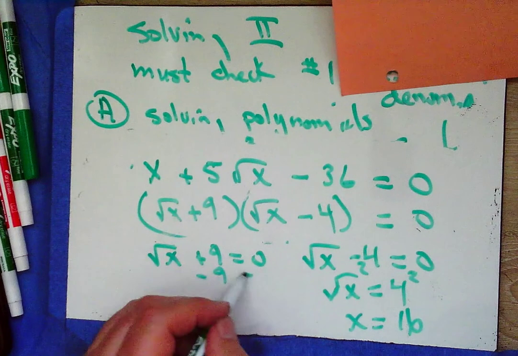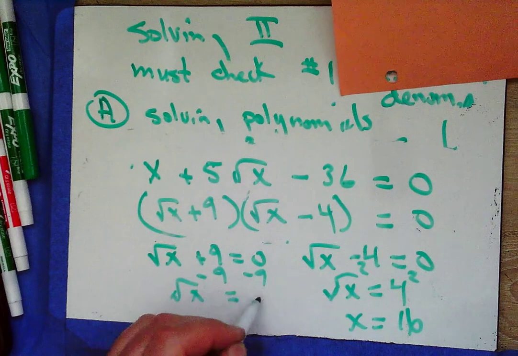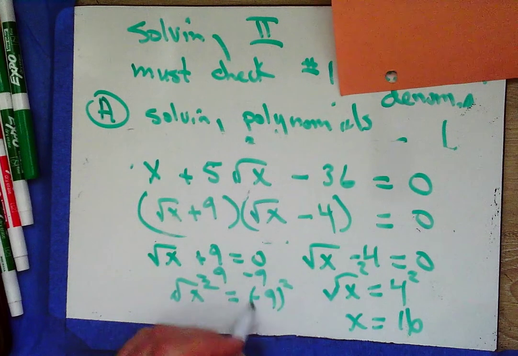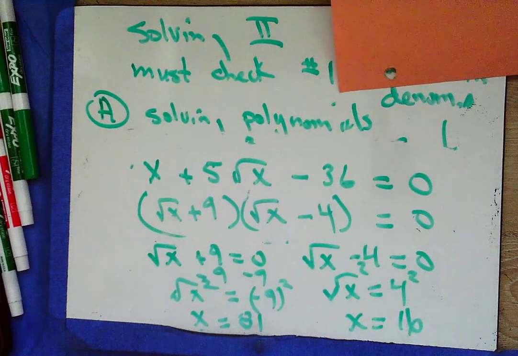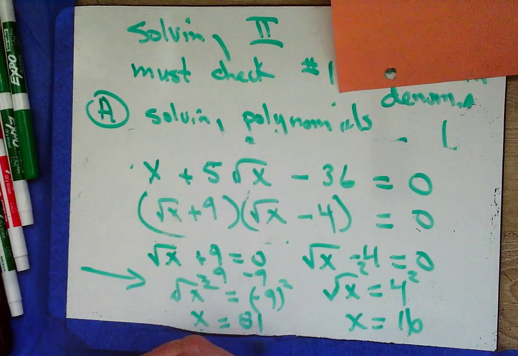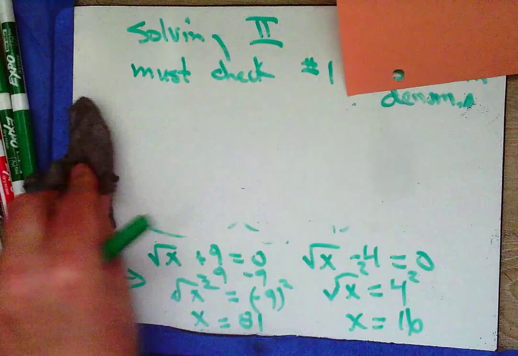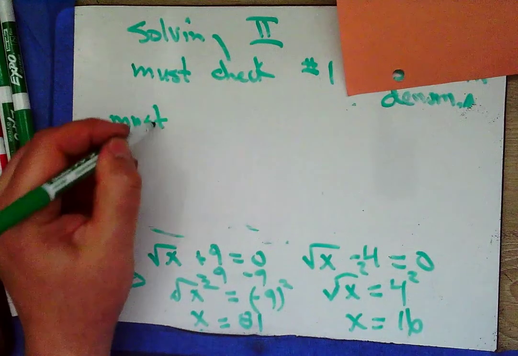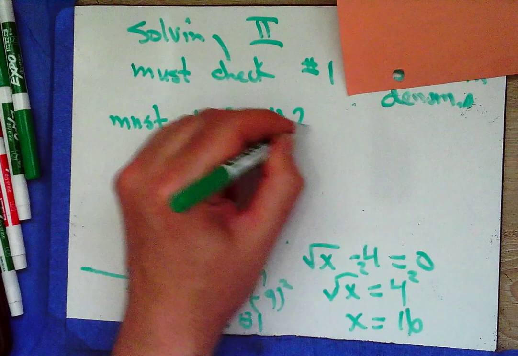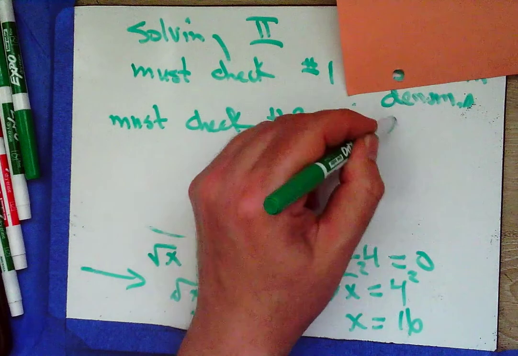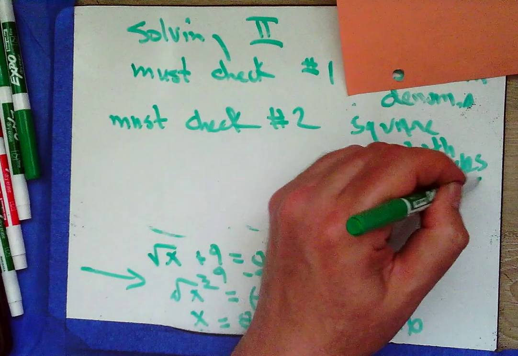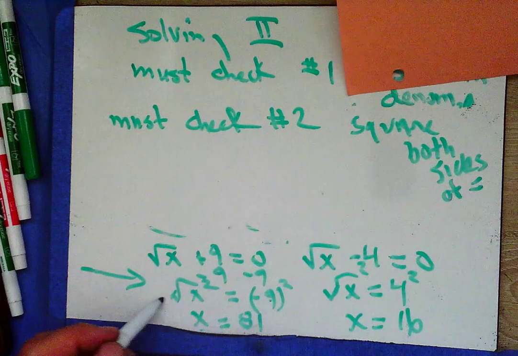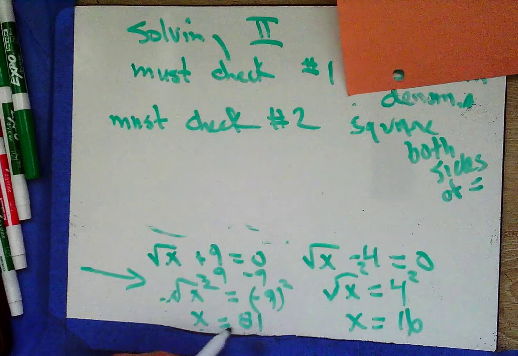I'm going to subtract 9 from both sides. Root x equals negative 9. Then I'm going to square both sides and get x equals 81. All right, nice. Oh, by the way, this is our second must check. This is must check number 2. Must check number 2 is when you square both sides of the equation. If you square both sides of the equation like we did here, yeah, these are now must-check answers.